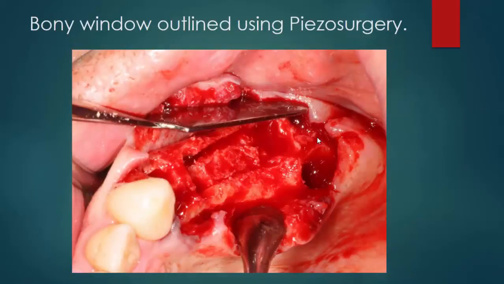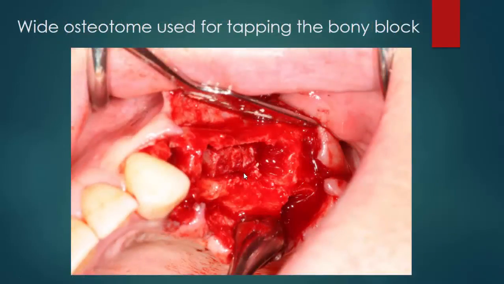So after I did a full thickness flap, I used the piezo to outline the window crestally, and then I used acetone here to elevate the bone block and the membrane. Very gentle tapping with a white acetone. I tapped the bone block into the sinus, and here, as you can see now, the bone block is completely moved into the sinus.